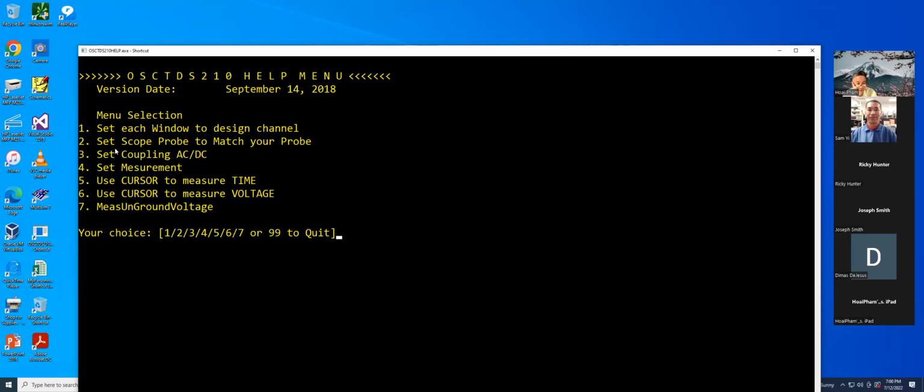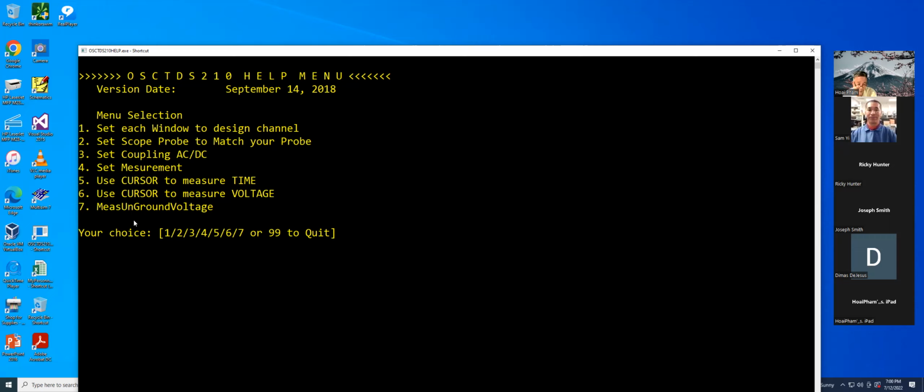That's excellent. How to set a scope probe to match your probe. How to set coupling AC/DC. Set measurement. Use the cursor to measure time. Use the cursor to measure the voltage. Okay. And how to measure the signal with respect to ground. That means measure from A to B, for example. Okay. I will be adding more things later.